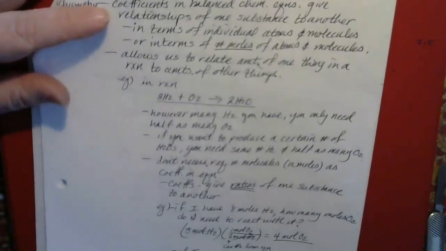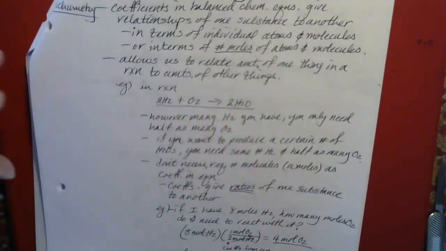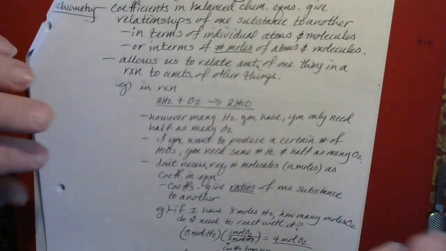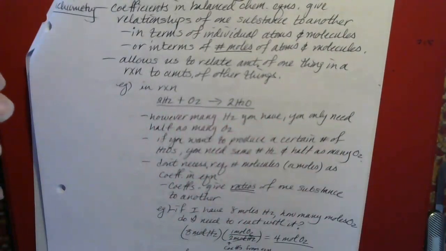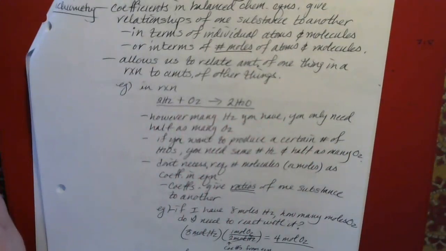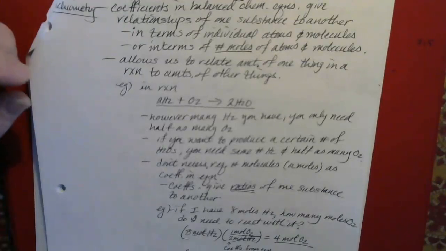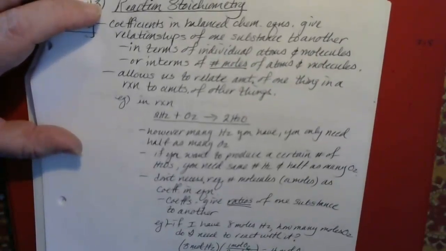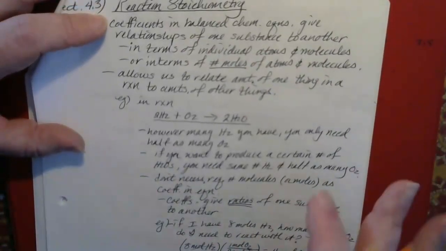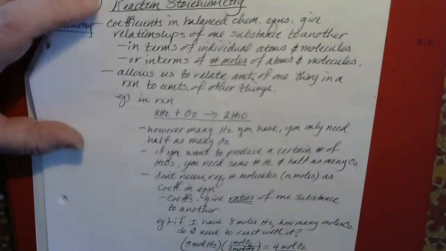All right, and the coefficients in the balanced equation allow us to relate exact quantities of one thing to exact quantities of another thing in a balanced equation in terms of either atoms and molecules or groups of atoms and molecules. The most convenient way would be to use moles of one thing versus moles of another. It is important to remember, though, that you can't use the stoichiometry directly with masses of one thing versus masses of another. There are extra steps required when you're dealing with masses.